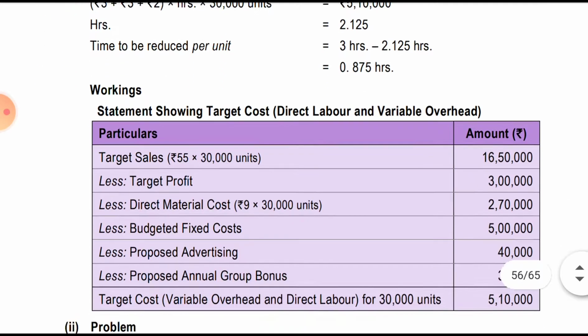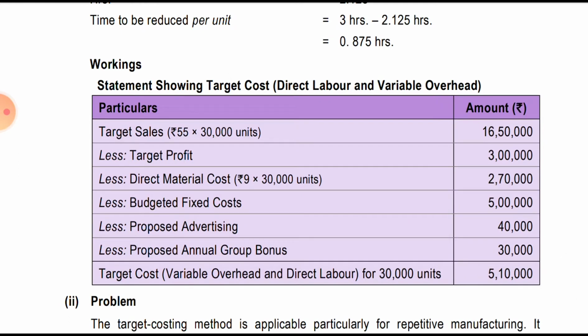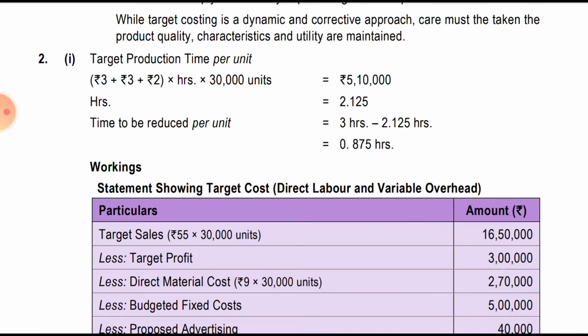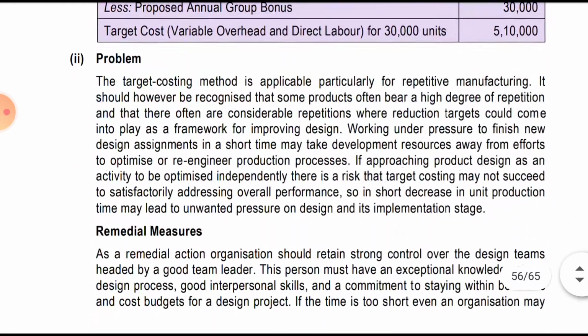So basically the calculation was much simpler. We had to take the sales minus the targeted profit minus all the costs plus additional costs also, like 40,000, like 30,000, and we will get 5,10,000. That is for 30,000 units, and for some hours we are paying the direct labor. So 3 plus 3 plus 2 amounts to actually 8 into 30,000, which amounts to 2,40,000, and we will divide 5,10,000 by 2,40,000, we will get 2.125, the exact answer. So we can find out the first part this way.